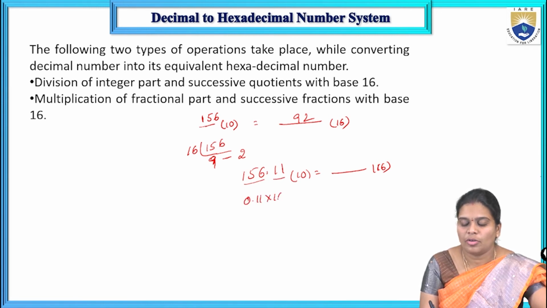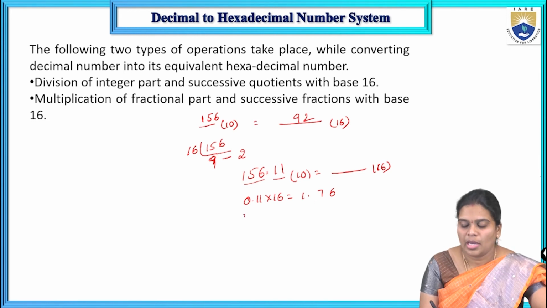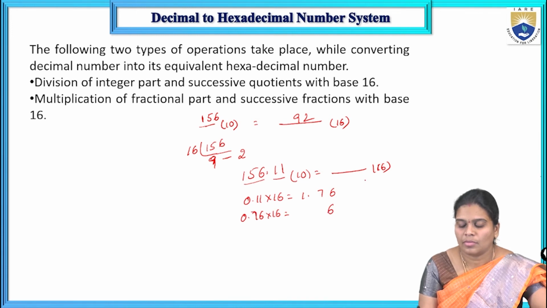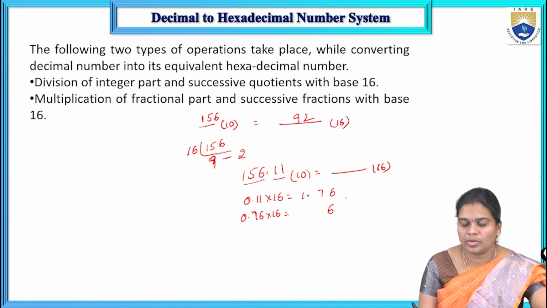0.11 into 16 gives 1.76. Again 0.76 into 16 gives 12.16.